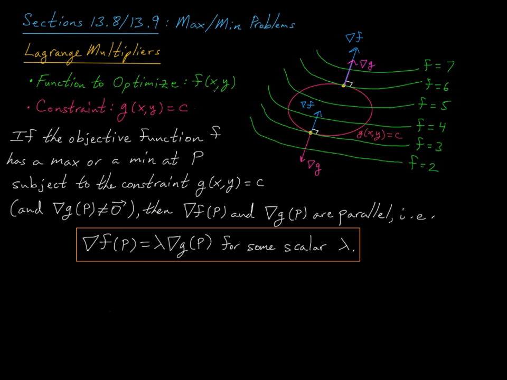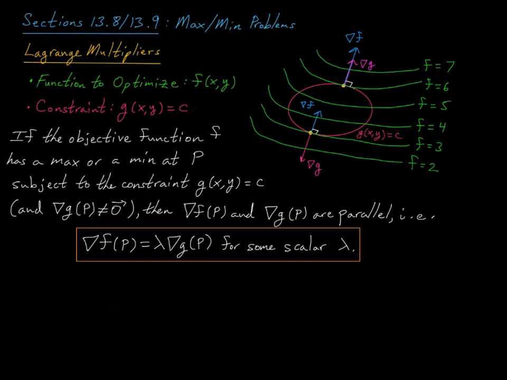as the objective function, and we're subject to a certain constraint. And we'll describe this constraint by the equation g of x, y is equal to c. Okay, so in the last video, we were looking to optimize production f subject to a certain budget constraint, right? And we described that budget constraint by an equation of this form.